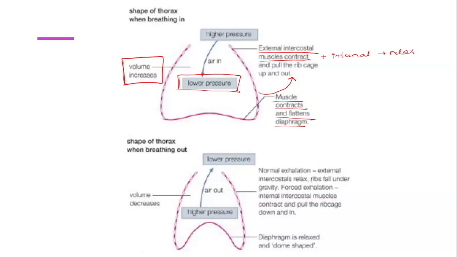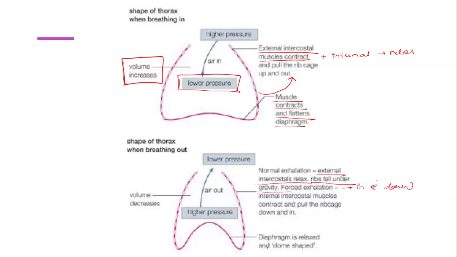The external intercostal muscles will relax. Over here, they contracted, over here they will relax. What's going to happen? There is nothing holding the rib cage up anymore. Okay? So the rib cage is going to fall under gravity because the muscles have relaxed. It's going to fall down. The rib cage is going to move in and down.